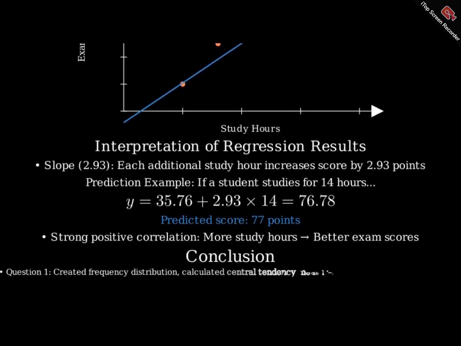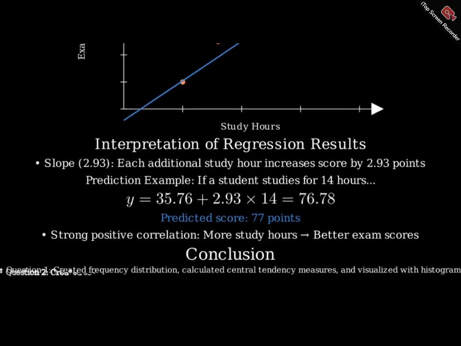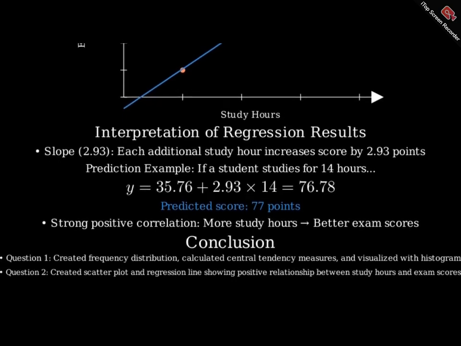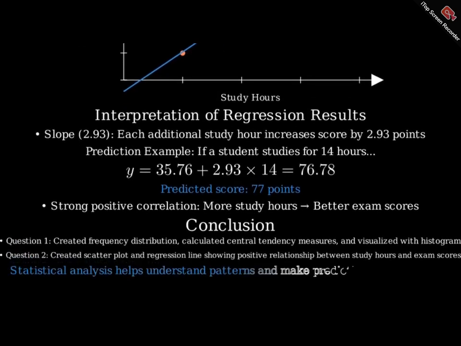For question 1, we created a frequency distribution, calculated measures of central tendency, mean, median, and mode, and created a histogram that showed a right-skewed distribution. For question 2, we created a scatter plot showing the relationship between study hours and exam scores and fitted a regression line that showed a strong positive relationship. These statistical tools help us understand patterns in data and make predictions based on observed relationships.